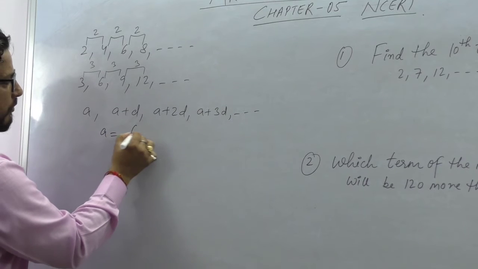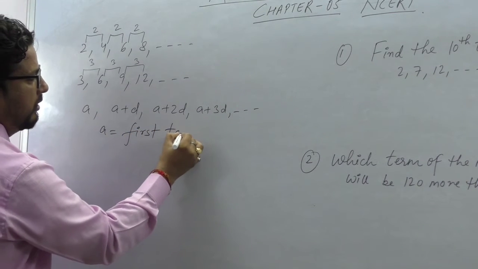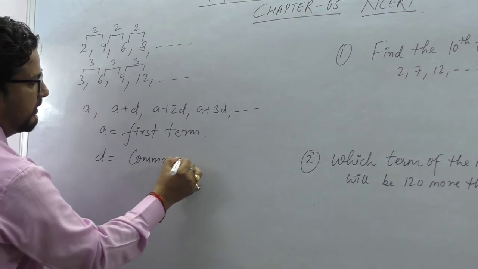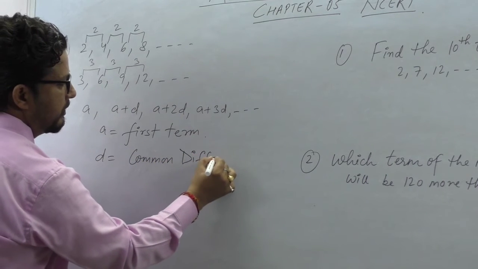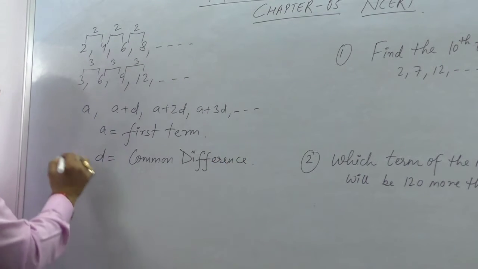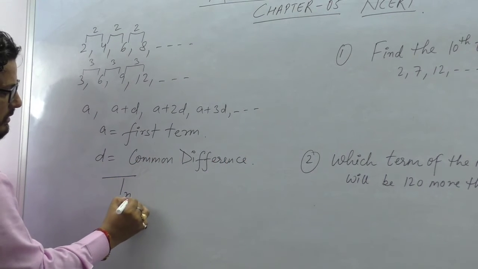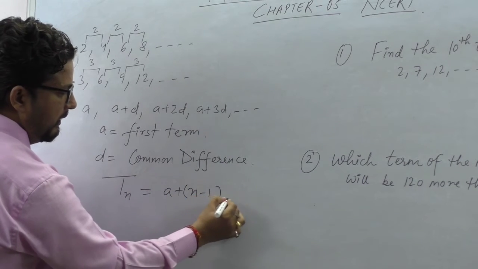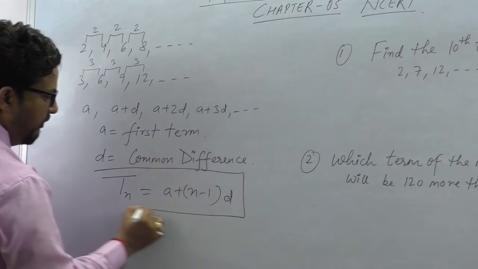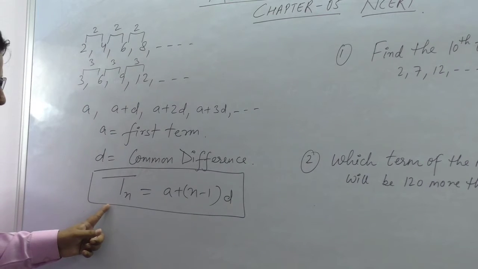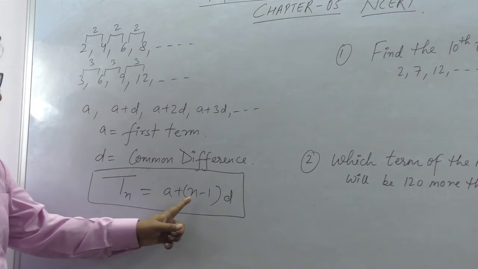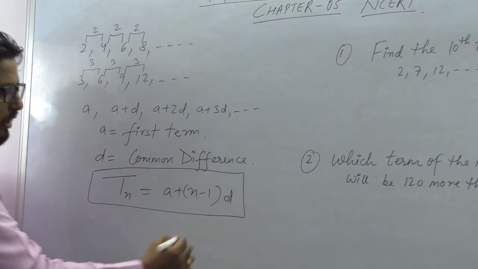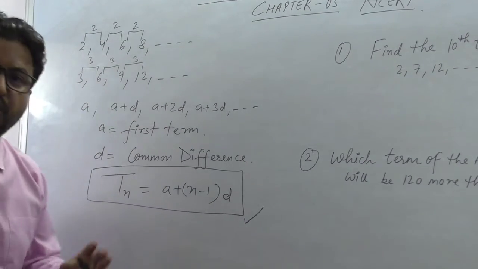Here A stands for the first term, and D stands for the common difference. Alright, and the general formula for the nth term is Tn equals A plus (n minus 1) D. So this is the general formula for the nth term: A plus n minus 1 D, and you already know A is the first term and D is the common difference. Now I will tell you how we are going to use this formula to solve the question.